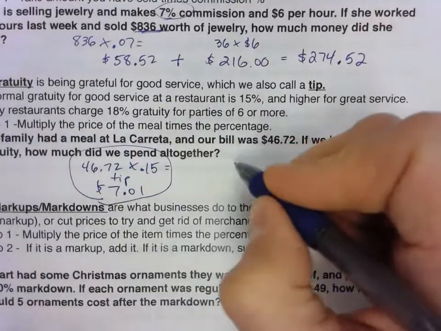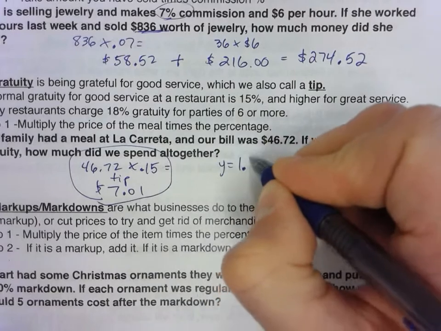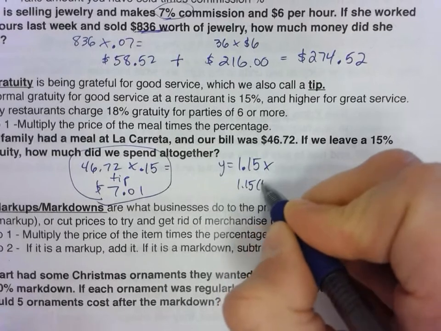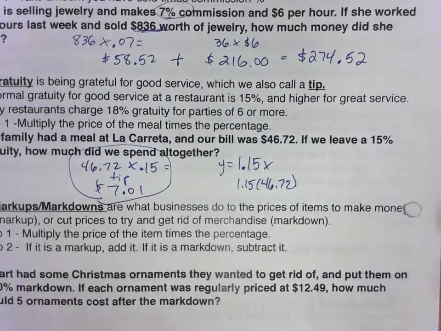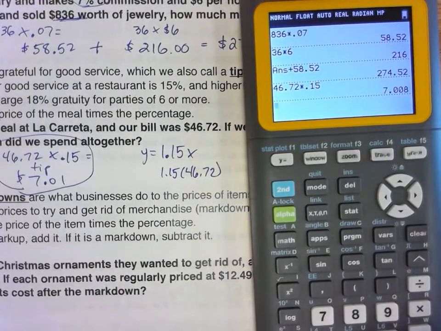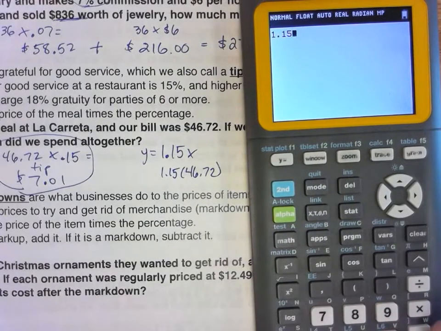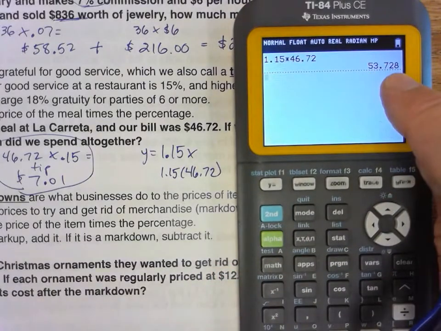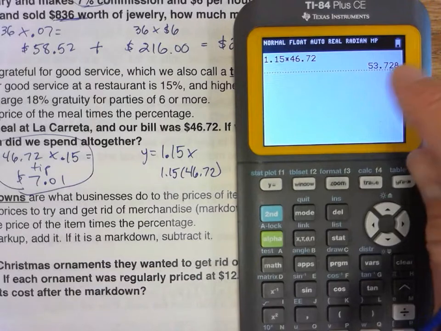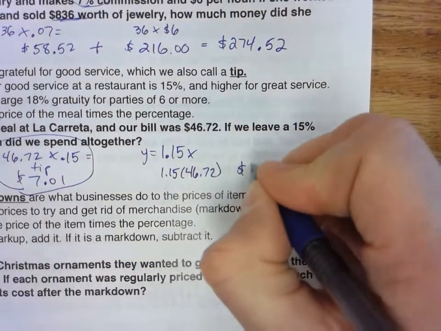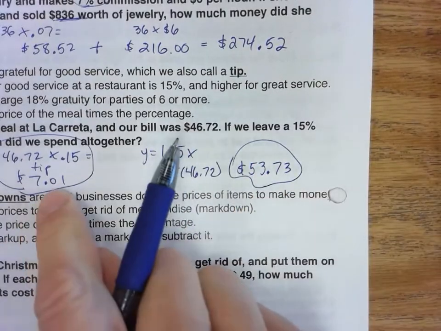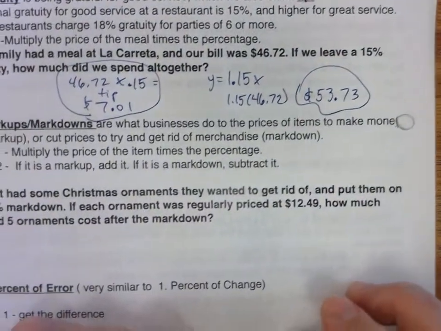If you want to know the total, of course, we talked about the equation would be y equals 1.15x, and you would just take and multiply the 1.15 times 46.72, and that would tell you the total altogether. So if you do 1.15x times 46.72, that tells you should leave altogether, you'd be paying $53.73. Again, you round it up because there's an 8 right there, so 53.73 would be how much you would spend altogether. Okay, so that's just the tip. That is how much you spend altogether.